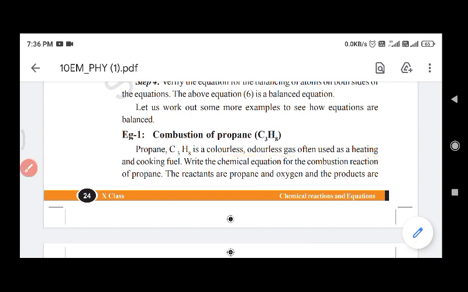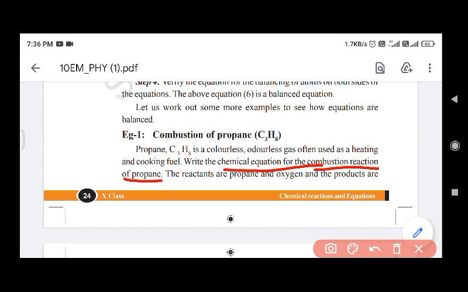Here, for the combustion of propane, we have to write the word equation. For combustion of any gas or any substance we require oxygen gas. First we have to write the chemical equation for the combustion reaction of propane. What are the reactants involved in the combustion of propane, and what are the products formed? We have to write it as a chemical equation.